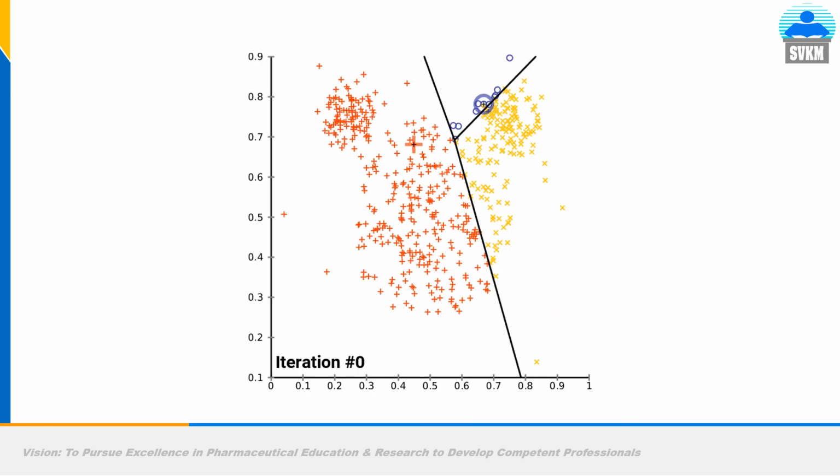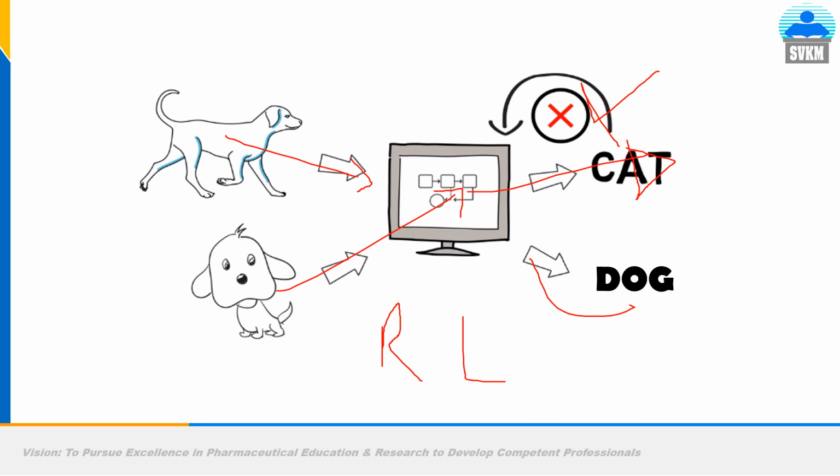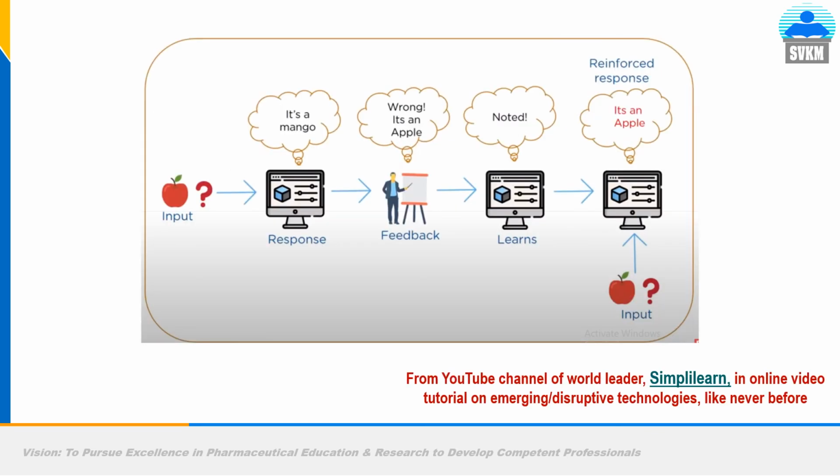Now this is reinforcement learning. Suppose you have shown the image of a dog and the model says cat. Then you will penalize, you will give punishment to the machine learning model. You will say no, it is not a cat, and it will say, okay, it is a dog. This is the reinforcement learning type of machine learning. We will discuss it in detail in our unit 2.